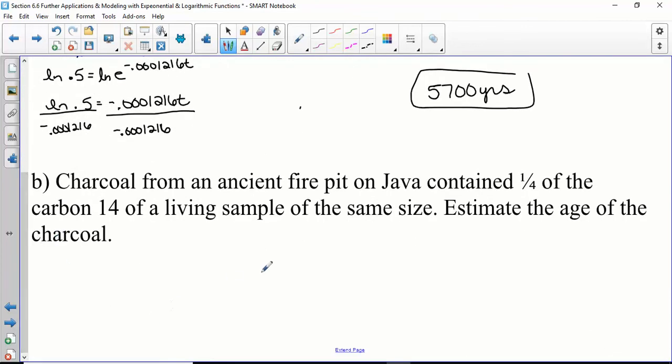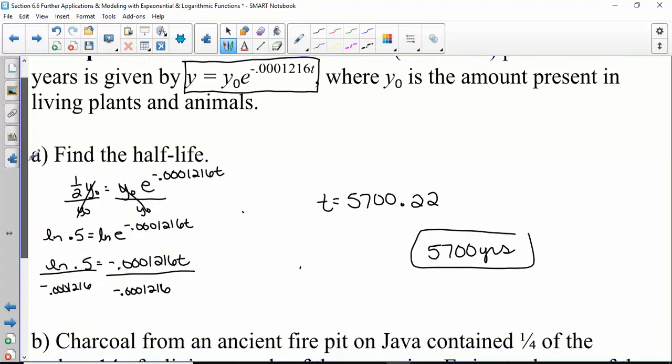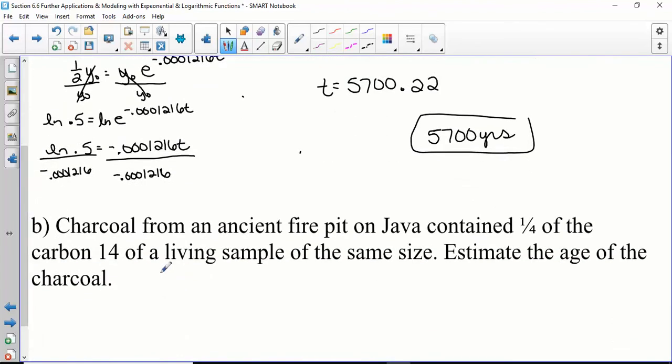Part B tells us charcoal from an ancient fire pit on Java contained 1/4 of the carbon-14 of a living sample the same size. Estimate the age of the charcoal. So I'm using the same equation that was given in the problem, but instead of asking when I have half left, we have 1/4 left. So my y is 1/4 the y sub 0.